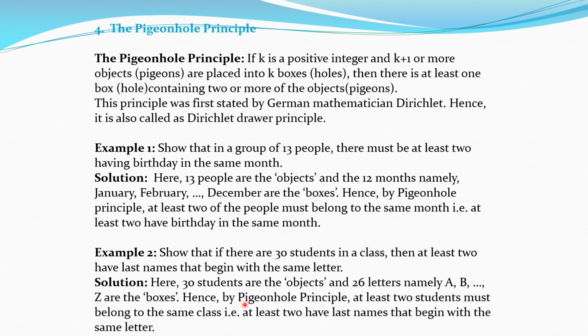So in this way, boxes are only 26 because there are 26 letters, but there are 30 students, meaning 30 objects. So the number of objects is more than the number of boxes. So by the pigeonhole principle, at least 2 students must belong to the same box. That is, at least 2 have last names that begin with the same letter. It may also be possible that all 30 students have last names starting with the same letter. Then they will go in the same box, and that box will contain at least 2 students having the same last name letter.